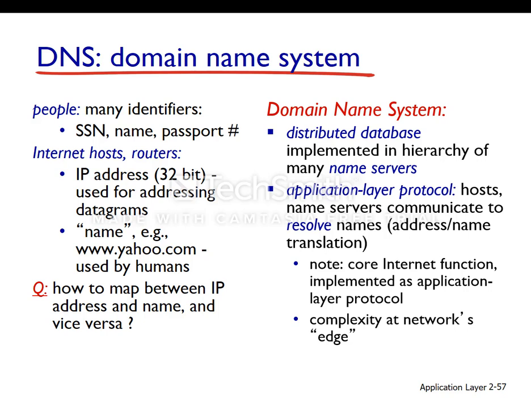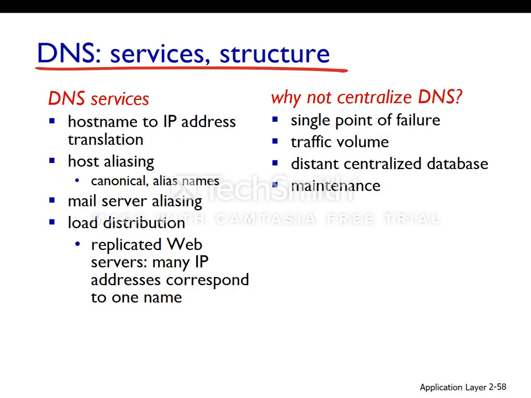DNS is a distributed database which is implemented in a hierarchy of many name servers. DNS is an application layer protocol where hosts and name servers communicate to resolve names, that is, do the address to name translation. And this is a core internet function that is implemented as an application layer protocol. This is an example where complexity is at the network edge.